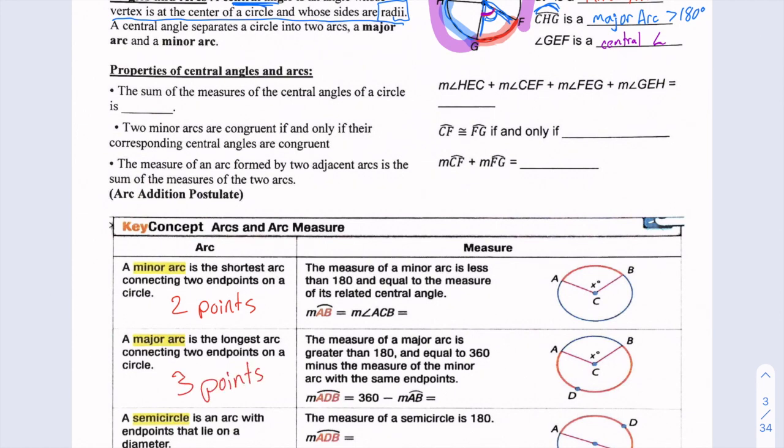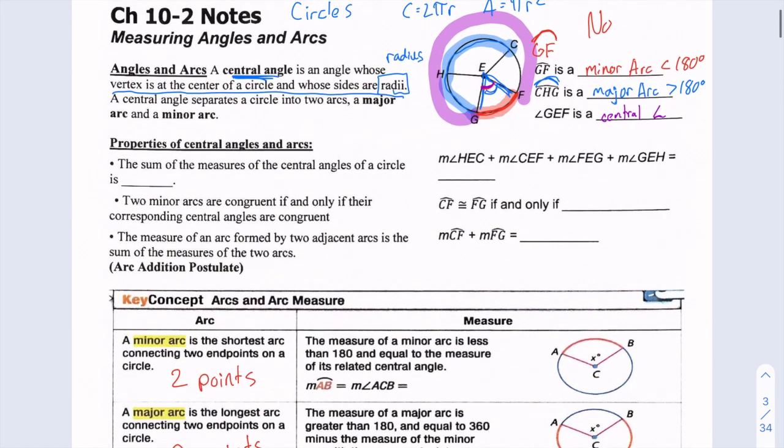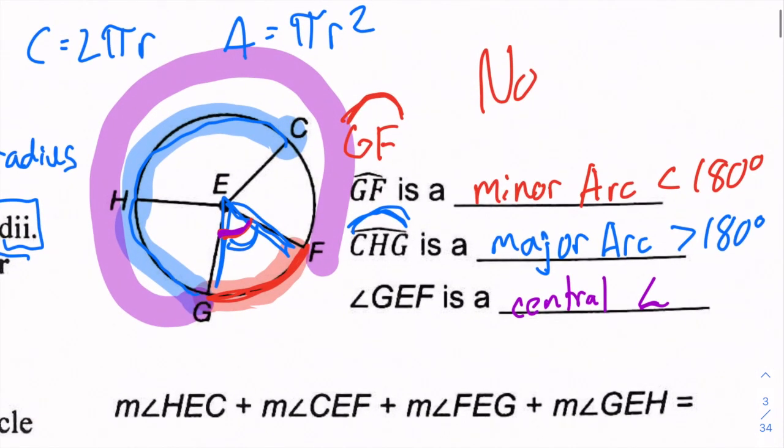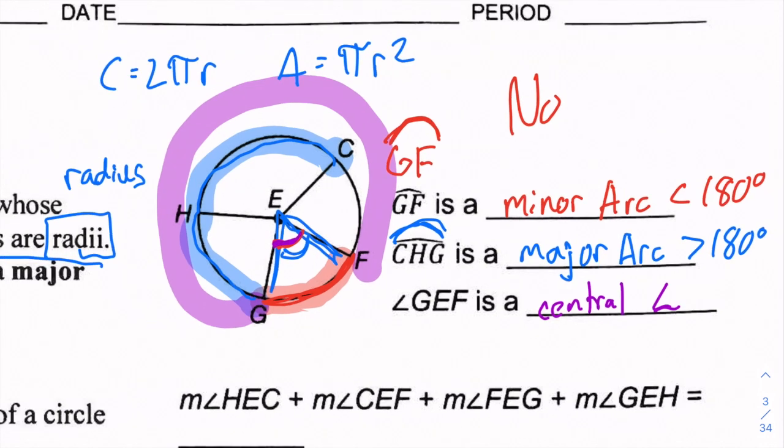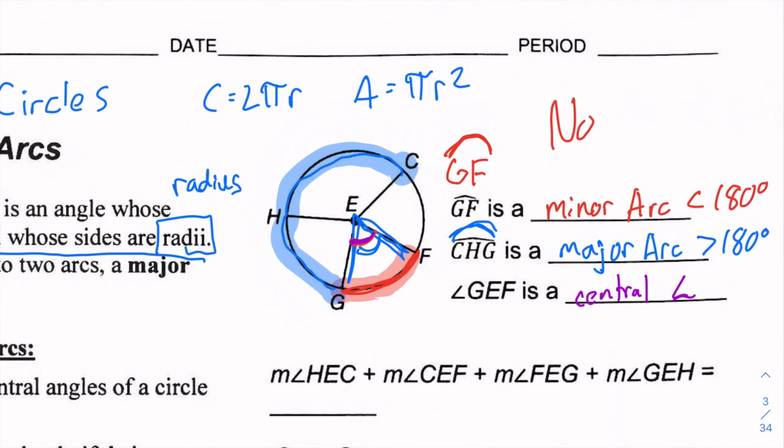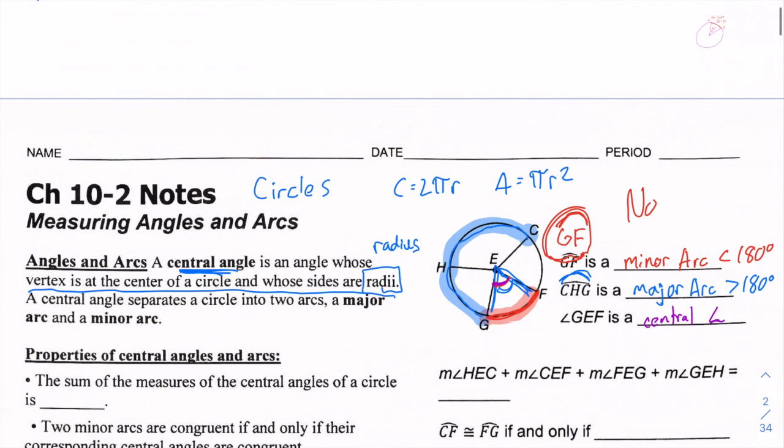So keep that in mind there. Anytime you just see 2 letters, aka 2 points, that is a minor arc. Anytime you see 3 letters, that would be a major arc. Okay? So don't trick yourself. If you just see GF, just think simple. Boom, GF is always a minor arc if it's just 2 points or 2 letters.